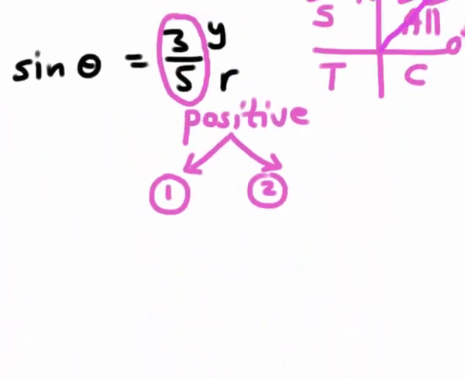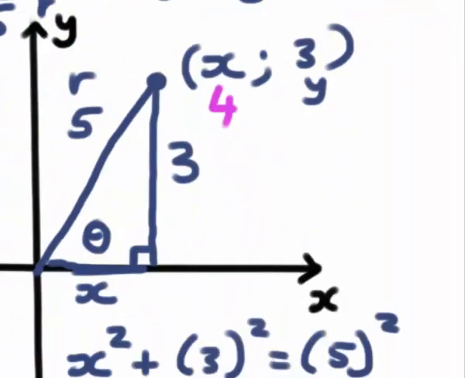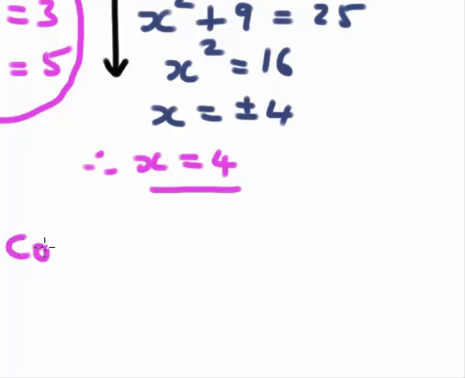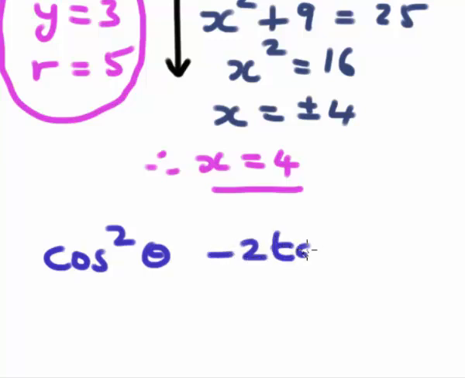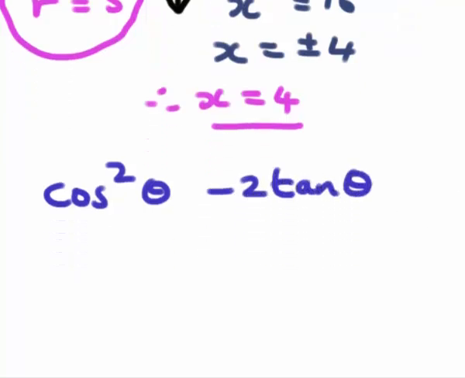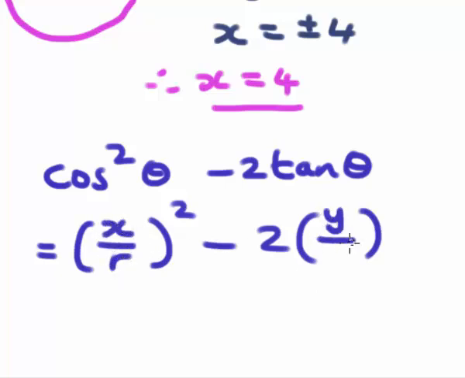Now, the rest is easy, because if you want to work out cos squared theta minus 2 tan theta, look at this. It's cos squared, and I'm going to use a slightly darker color here, which will be better. So what is cos squared theta? And then we have to do minus 2 multiplied by tan theta. Well, this is easy because you already know what these are. This is going to be something squared minus 2 times a fraction. Cos is x over r, tan is y over x.